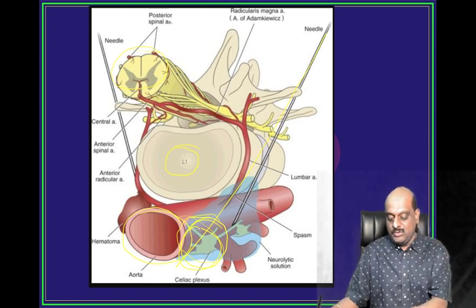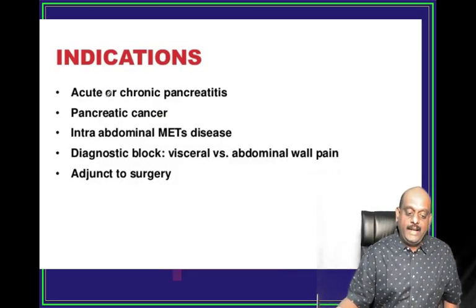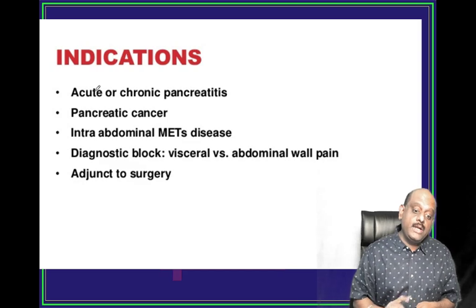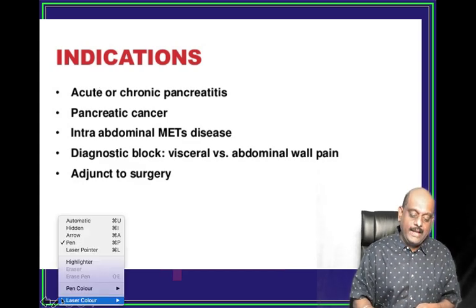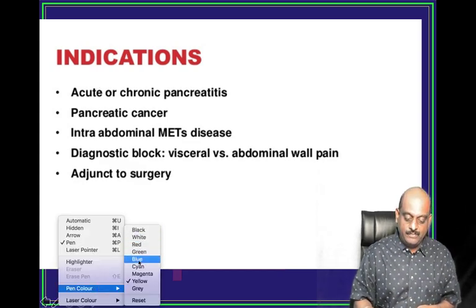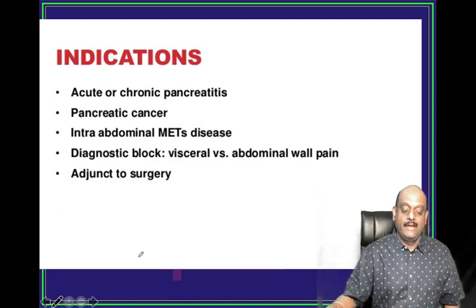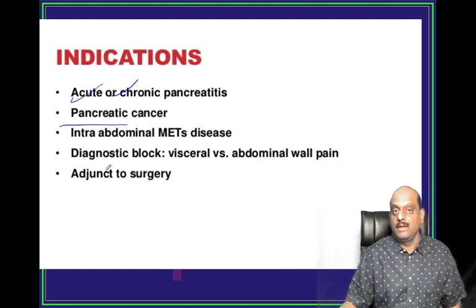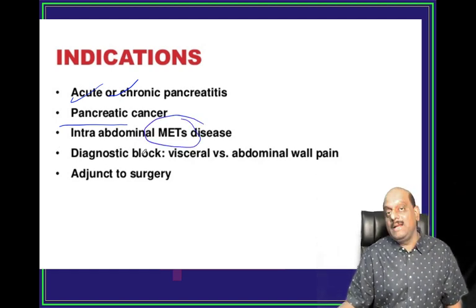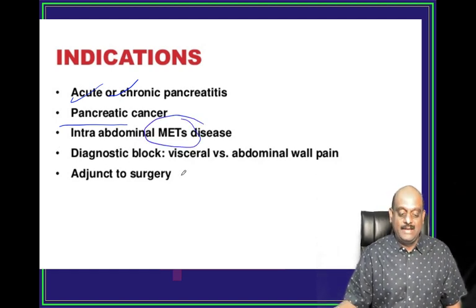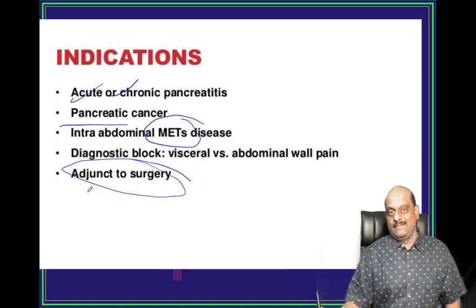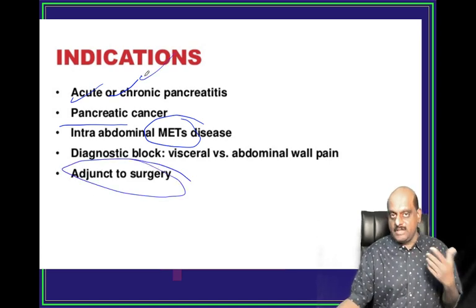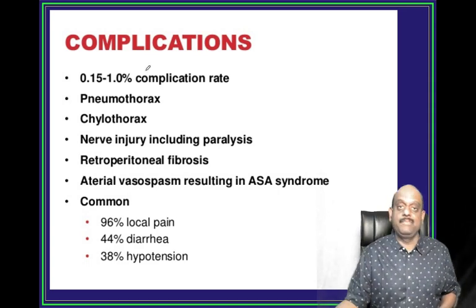So where do you do celiac block? Any acute or chronic pancreatitis, any visceral cancer like pancreatic cancer, any intra-abdominal mets, as an adjunct to surgery, they are all the indications for giving a celiac block.